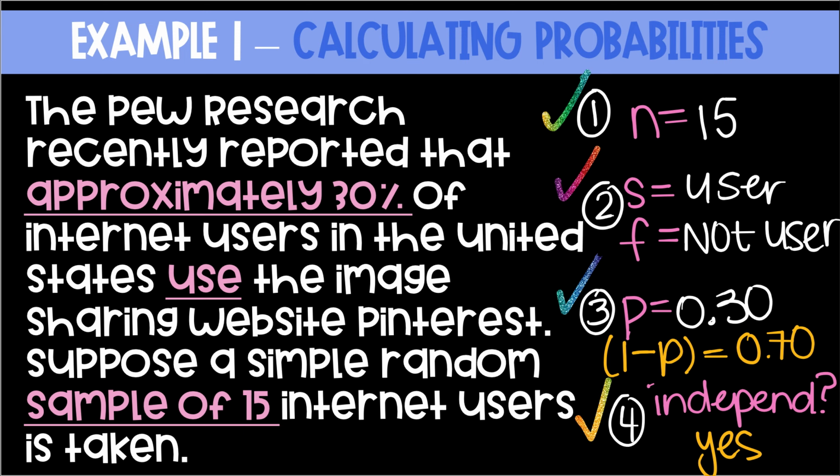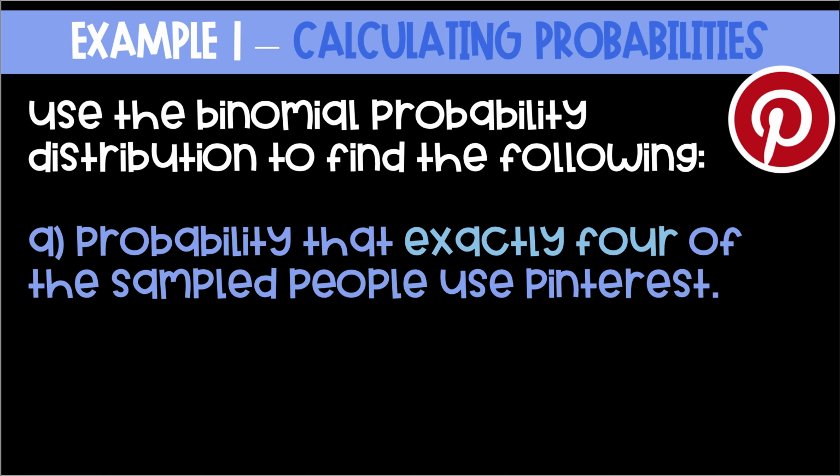Because we were deciding whether we had a binomial distribution or not in the first video of this section, we were checking if this was independent probability for independent events. And we concluded that yes, it was. The fact that we have one Pinterest user does not affect the probability of getting a second or a third or a fourth Pinterest user.